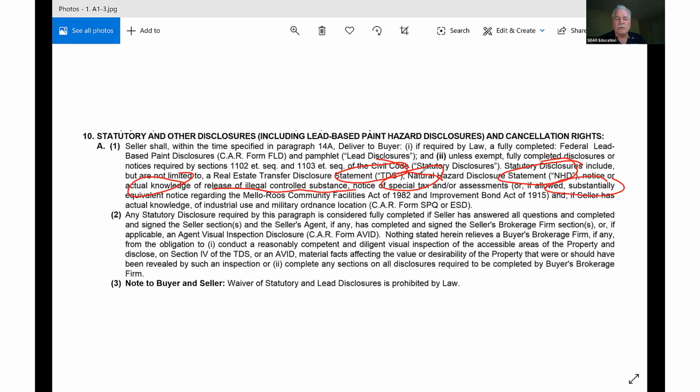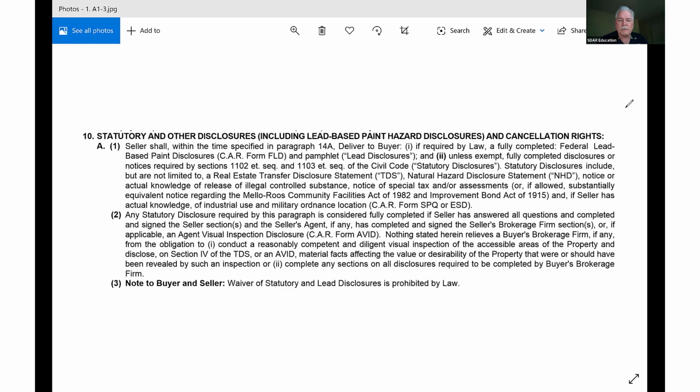Or if allowed, substantially equivalent notice regarding the Mello-Roos Community Facilities Act, okay? So that's our way to fund schools, police protection, fire, parks, streets, lighting, things like that. Those are all the things that normally would be included in your taxes, but it's a convoluted kind of thing. The bottom line is you realize we're passing it on to you as a separate assessment. I won't get into that because that's a whole other class.